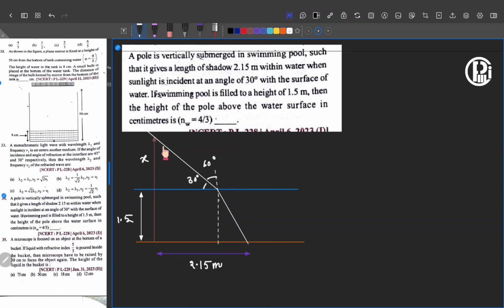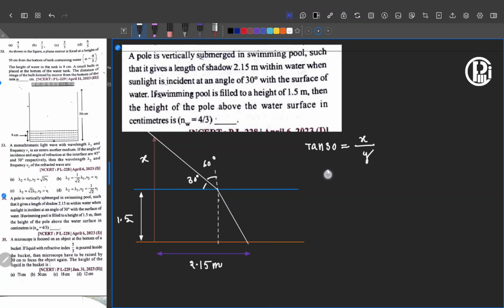So from this right angle triangle you can write tan 30. You can write tan 30 is equal to opposite by what? Opposite by adjacent. This adjacent, how much is it? Let's say maybe whatever, let's say it is y.